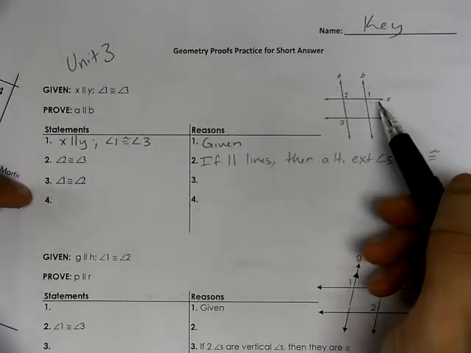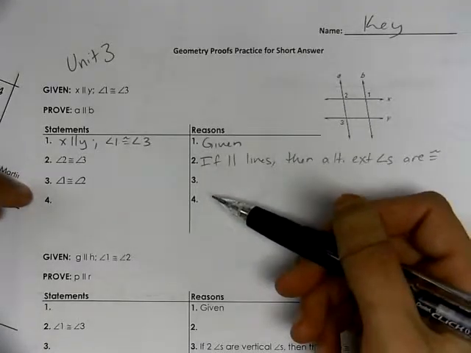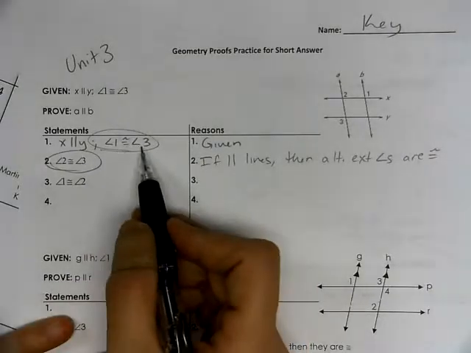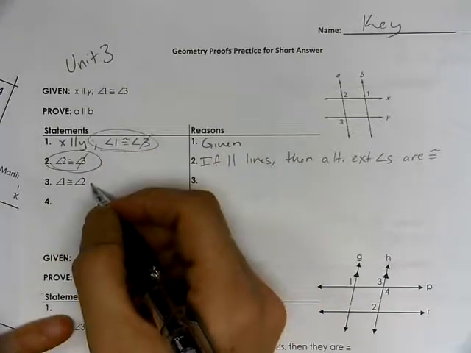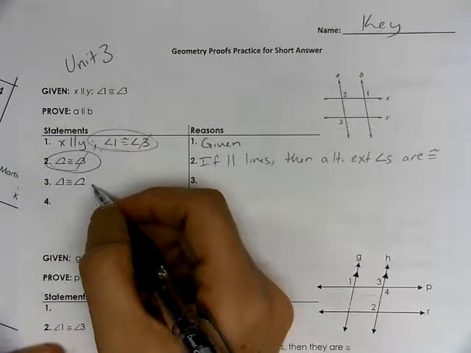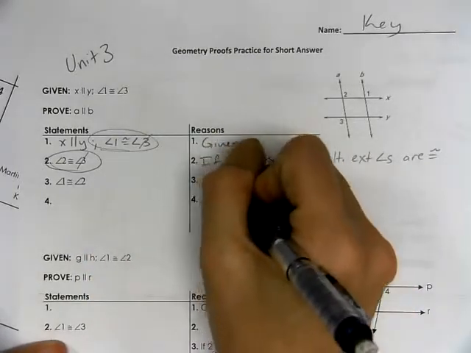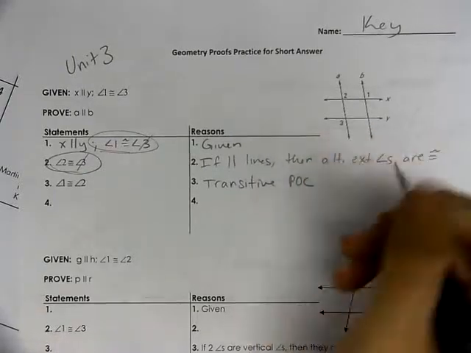Now, if you look at 1 and 2, what kind of angles are angles 1 and 2? They're corresponding, but that's not what we're going to put next. Because look, we have 1 and 3, 2 and 3. Well, if 1 and 3 are congruent and 2 and 3 are congruent, can I cut out the 3 and make 1 and 2? What's it called when you cut something, the middle guy out? Transitive. Good. So transitive, POC.